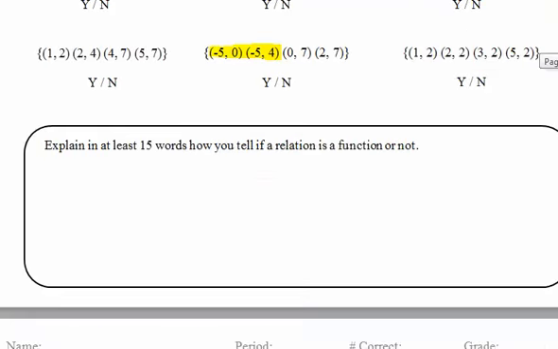Right? And on the next part here, explain in at least 15 words how you tell if a relation is a function or not. You can just look at one of those and explain to me how you determined if it was a function or not. But more than that, I really want you to tell me how something is not a function.